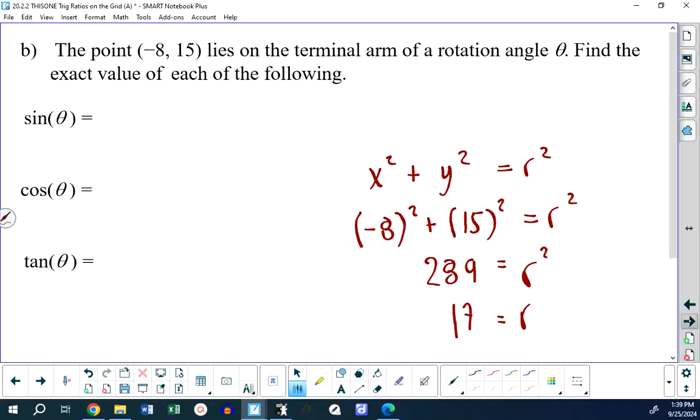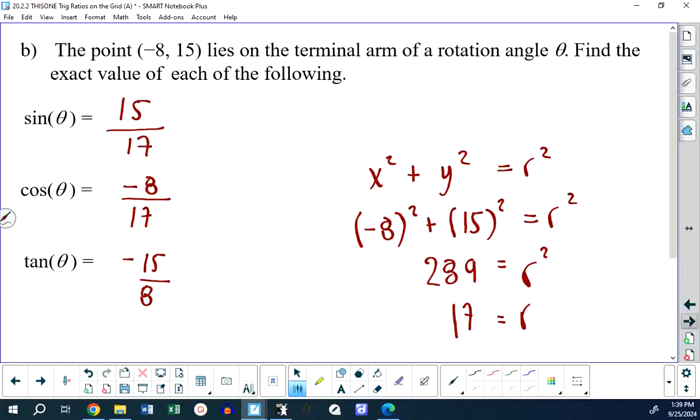This just becomes like taking candy away from that tired baby. It's really simple. 15 over 17 for sine of theta. Cos of theta is -8 over 15. No, over 17. Now, tan of theta. Tan of theta is y over x. So it's negative 15 over 8.